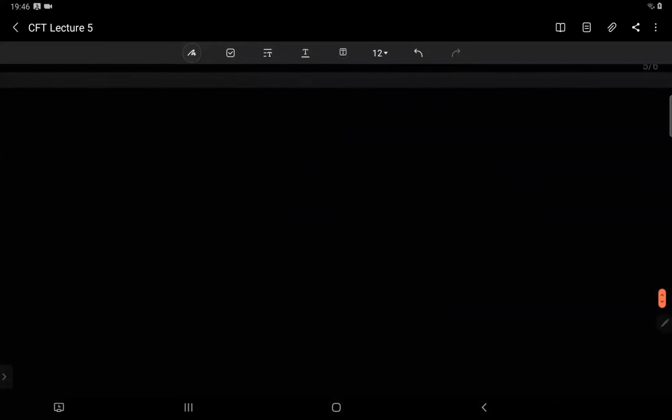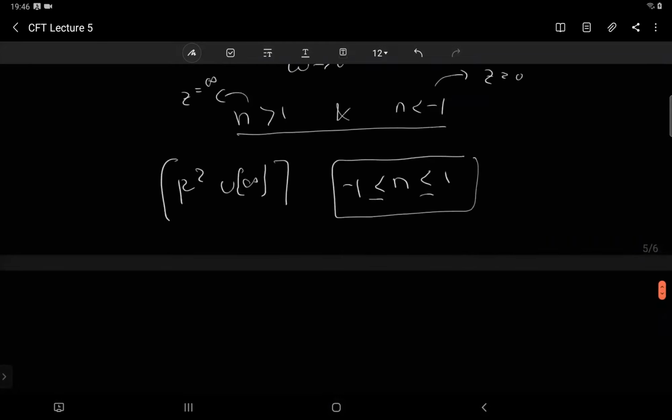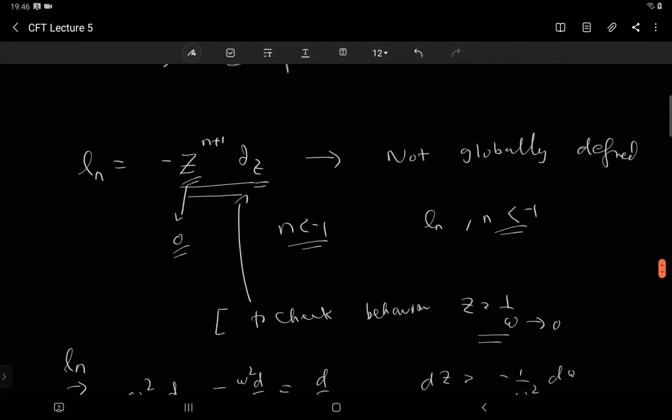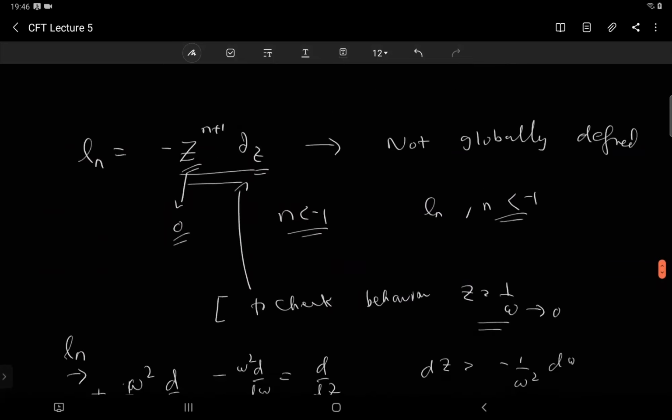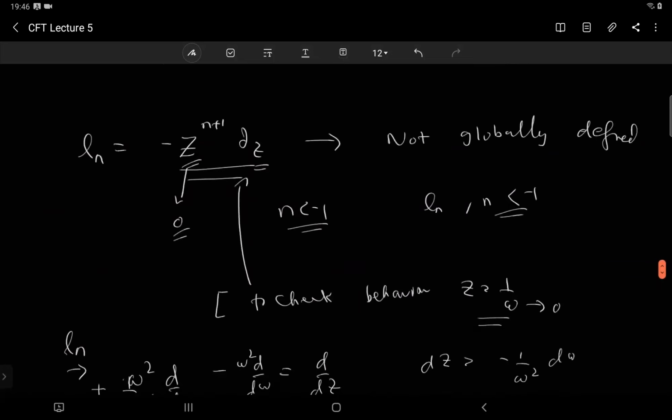Sir, only the functions ln for n from -1 to 1 are well defined in this region, right? Yes, so ln for n from -1 to +1 are the ones which are well defined everywhere on R2 union infinity. The others are not. They can be defined locally at some point, but not everywhere. So the n less than -1 set is not well defined at z equal to 0, but it is well defined everywhere else, because these generators do not blow up at z not equal to 0. And similarly, the n greater than 1 set is well defined everywhere except infinity.